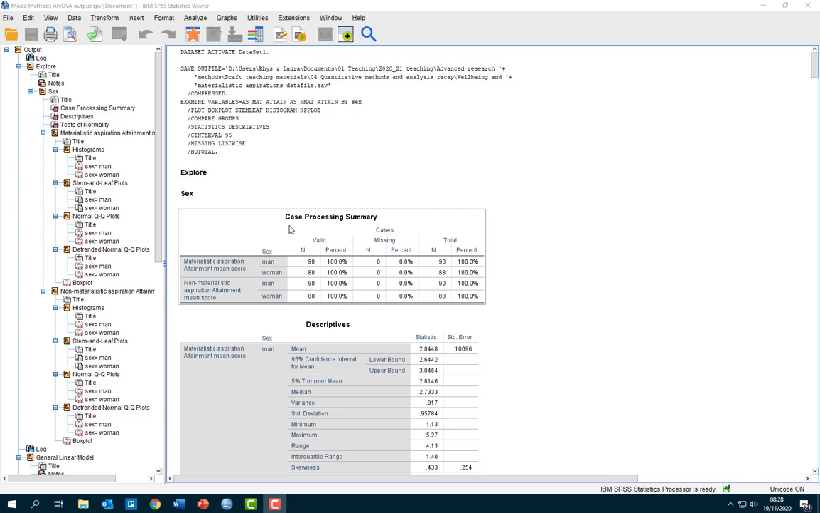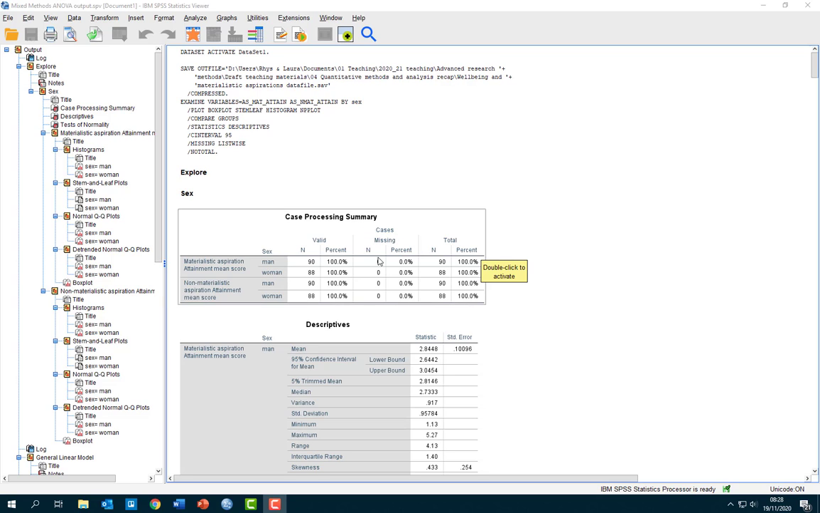We've used the explore function in SPSS to produce some descriptive statistics, some tests of normality, and to also produce some plots that can help us to understand what's going on with the data. So typically what we might start off with doing is looking at the case processing summary, and we look at whether this is the number of participants in each of our groups, so in this case males and females. Is that what we had anticipated?